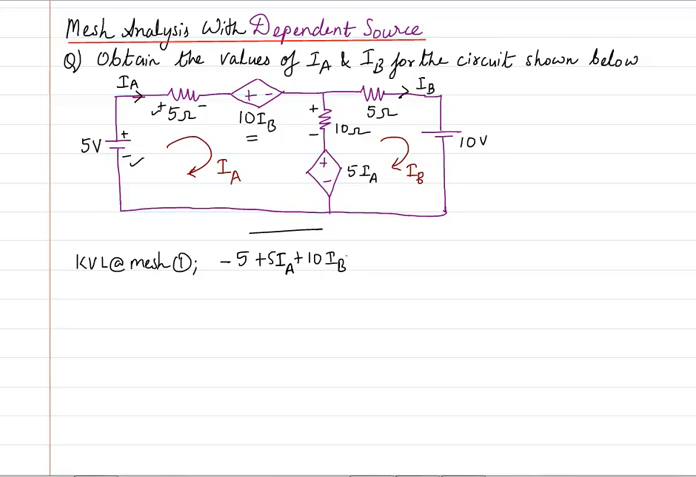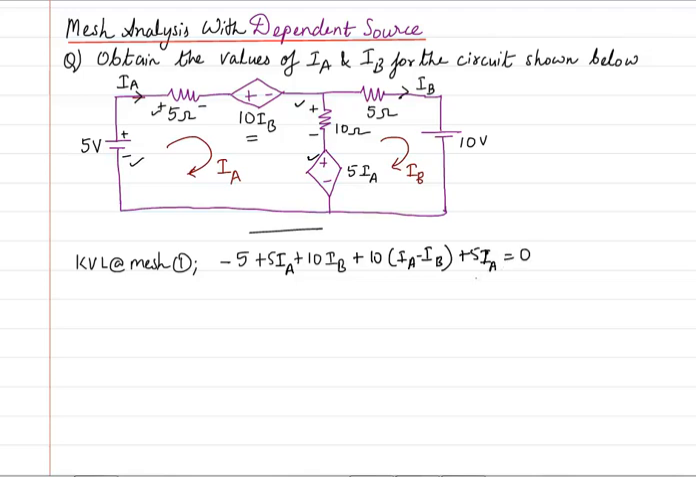Okay. So 5 IA, 10 IB. Now next is this one. So here I am having plus 10 IA minus IB. Then I am having plus 5IA.